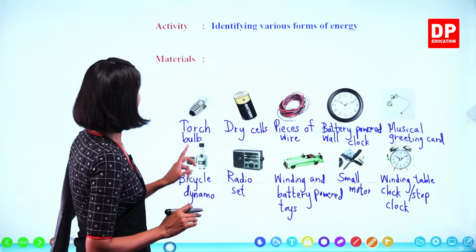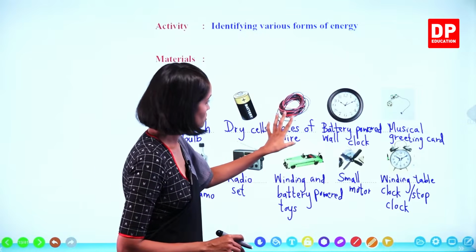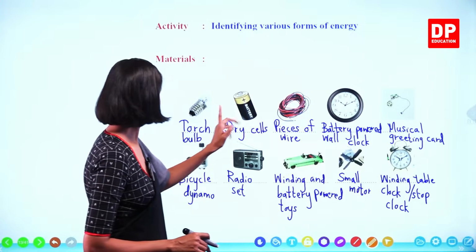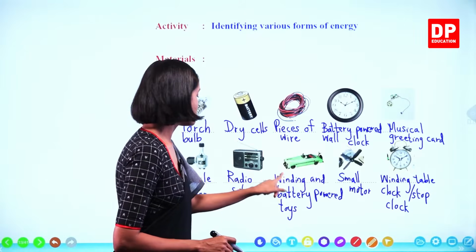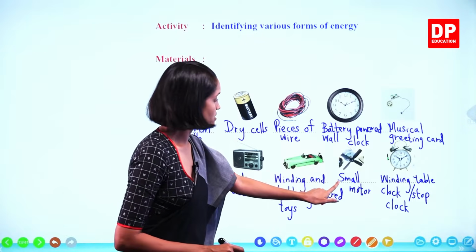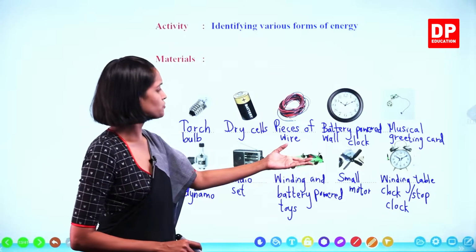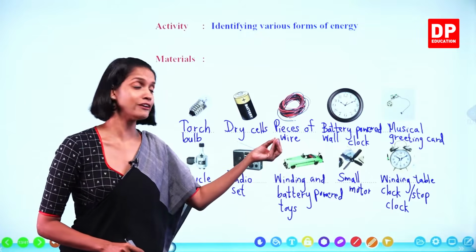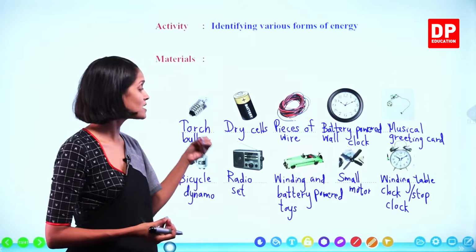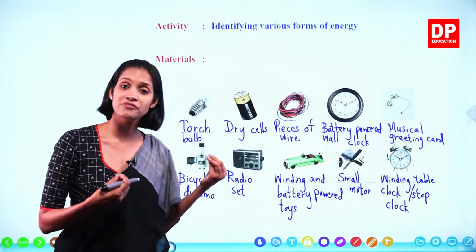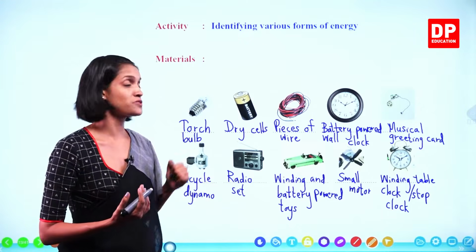Right, children? Torch bulb, dry cells, pieces of wire, battery powered wall clock, musical greeting card, bicycle dynamo, radio set, winding and battery powered toys, small motor, winding table clock or stop clock. So apart from these things, if you are doing this activity at home, you can find other small instruments as well. Different types of appliances you can use, and we are going to check how they work, and what different types of energy are produced when we use those different types of equipment.